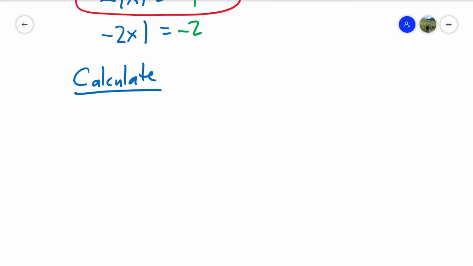Let's do another calculate. I quite like this one.